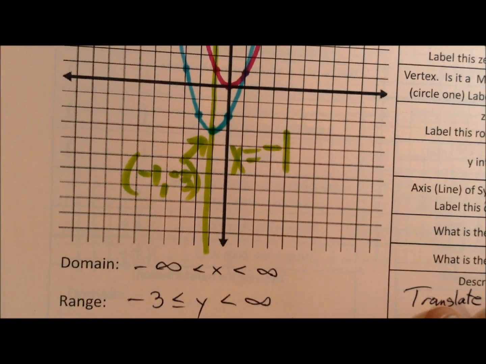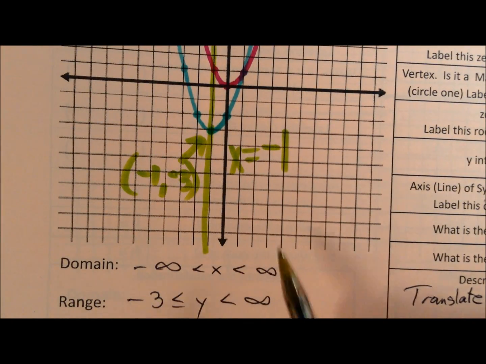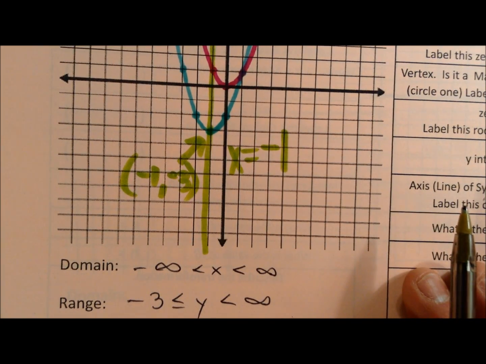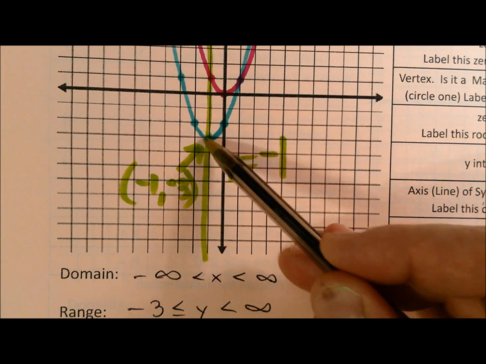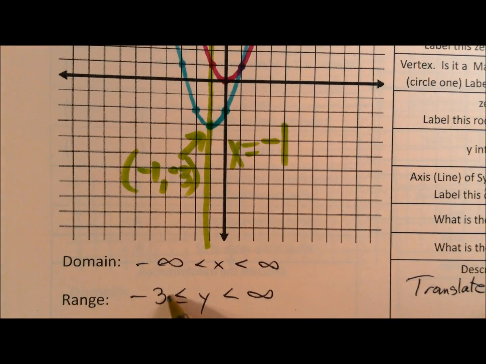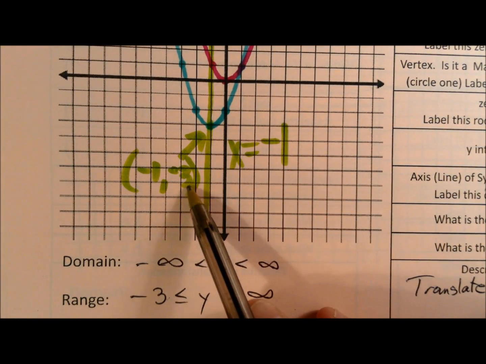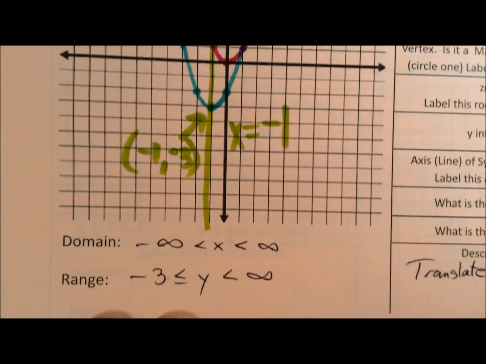Domain and range. Domain should be the same. It's a parabola with arrows on it, so it should always be the same. But I do have a floor on the blue parabola. The low point is -3. See? That's the lowest we get, -3, and then everything else is above it.